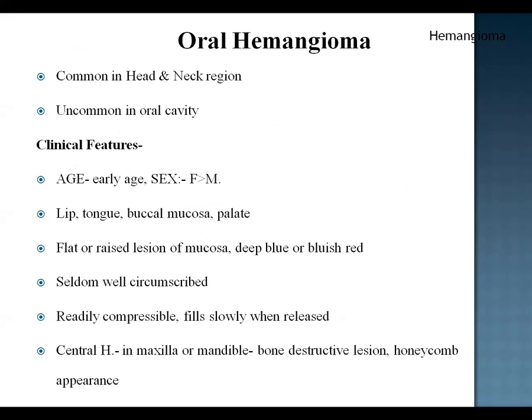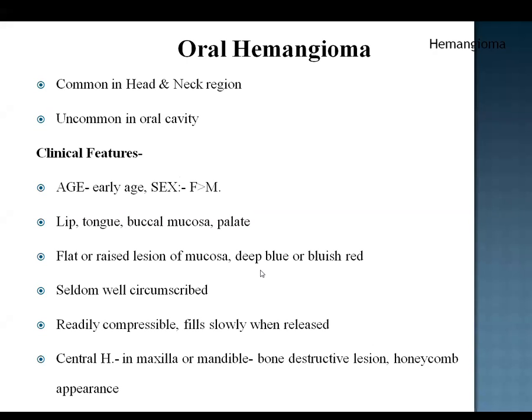Oral hemangiomas are common in the head and neck region, but uncommon in the oral cavity. Clinical features: early age, females more commonly affected than males. Sites are the lip, tongue, buccal mucosa, and palate. Flat or raised lesions of the mucosa, deep blue or bluish red, seldom well circumscribed, readily compressible, and they refill slowly when released. Central hemangiomas in the maxilla or mandible are bone destructive lesions and show a honeycomb appearance on radiograph.